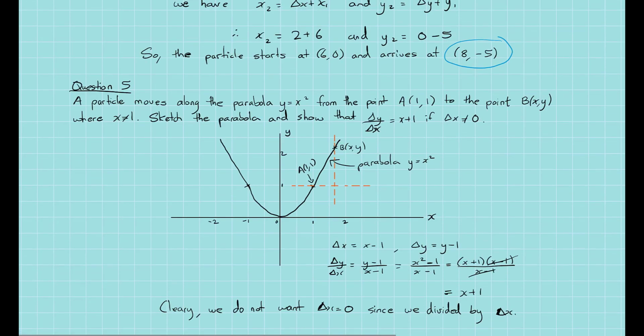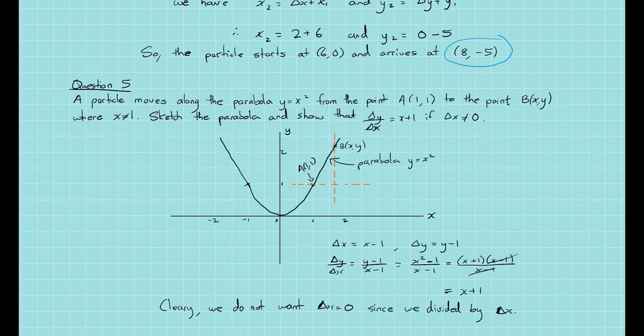Question 5, a particle moves along the parabola y equals x squared from the point A (1, 1) to the point B (x, y), where x is not equal to 1. Sketch the parabola and show that delta y over delta x is equal to x plus 1 if delta x is not equal to 0. This one is a little bit different, but you'll see that it's a matter of algebra in order to get the thing that we want.